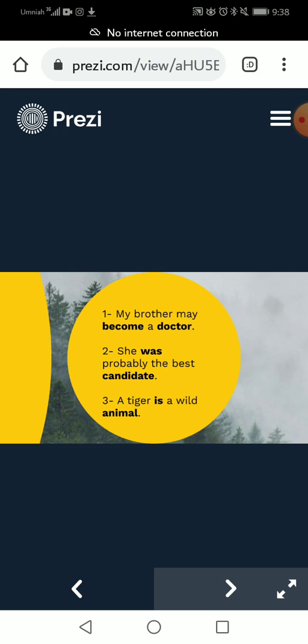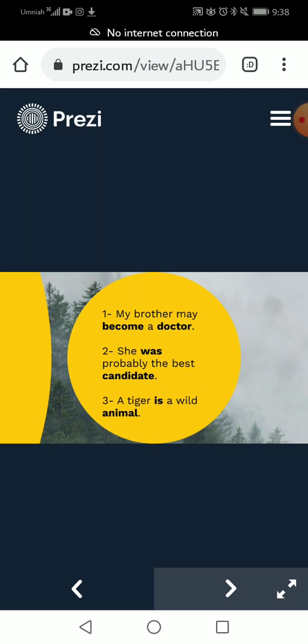The second example, she was probably the best candidate. Now, was is a linking verb, and after this linking verb, we have the word candidate. Now, candidate it's a noun. This word is a noun, and it identifies also the pronoun she, which is the subject. So candidate is a predicate nominative because it's a noun and it comes after a linking verb and it identifies the subject she.